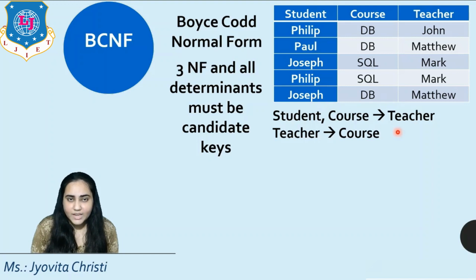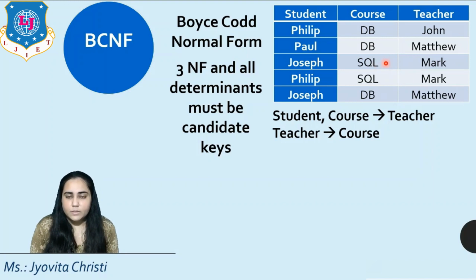Now, the second dependency here is that teacher determines course. So if I ask you which subject is being taught by John, then it's only DB. If I ask you which subject is being taught by Matthew, it's once again only DB, because although Matthew appears twice in this table, both the times he is teaching database, which is DB. And if I ask you what course is being taught by Mark, you'll tell me it's SQL, because although Mark comes twice in this table, both the times he's teaching SQL.